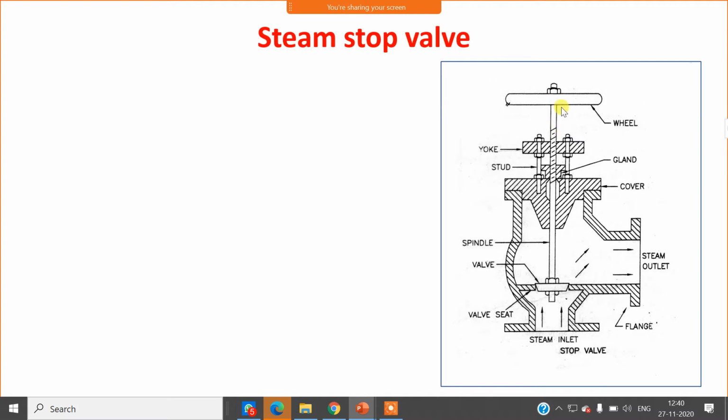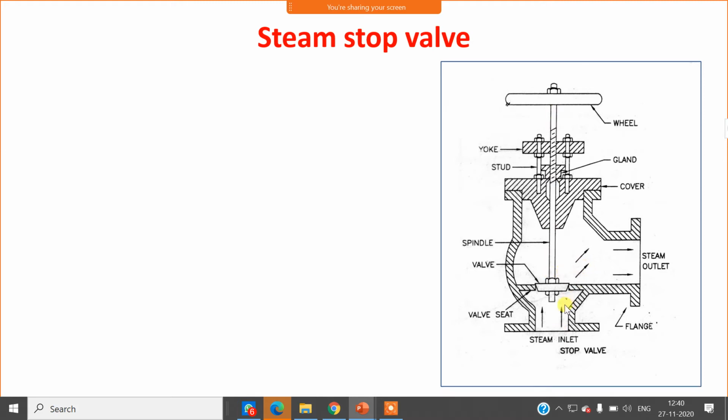Now the clockwise rotation of the wheel moves the valve in the downward direction, and anti-clockwise rotation of the wheel moves it in the upward direction. This direction can be adjusted by giving a different type of thread. If it is a clockwise thread, then during a clockwise rotation it will move in the downward direction. If the threads are anti-clockwise, then it will move in the upward direction during clockwise rotation.